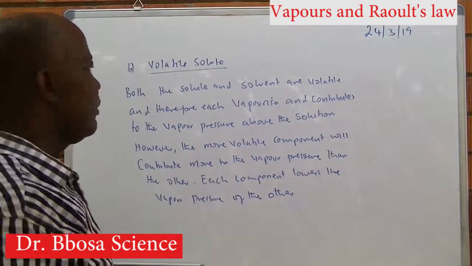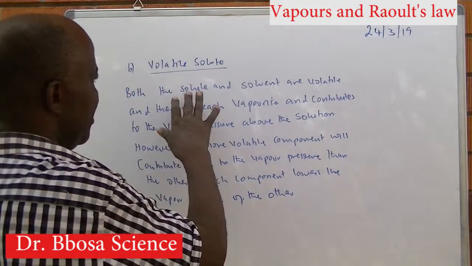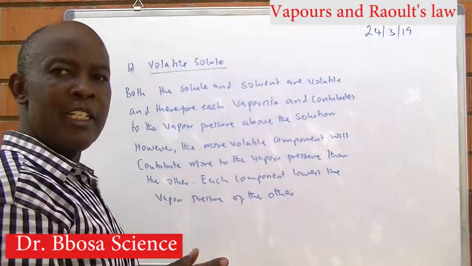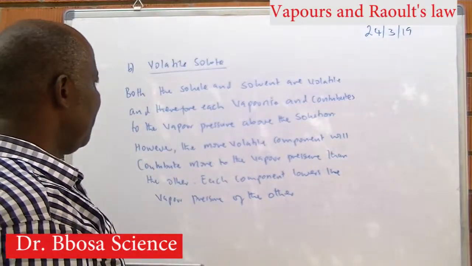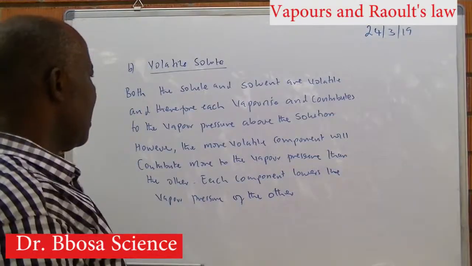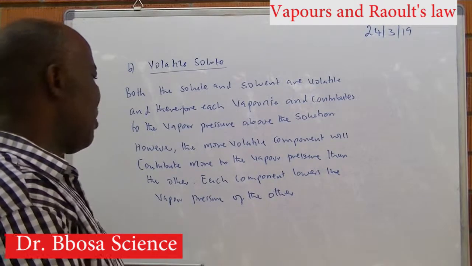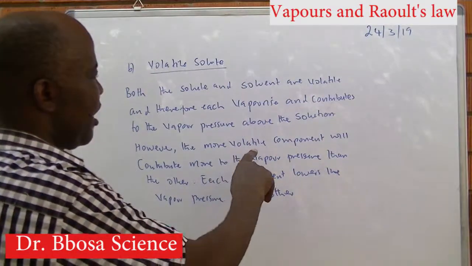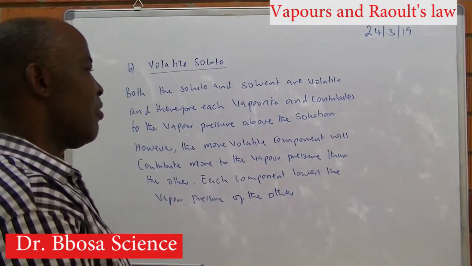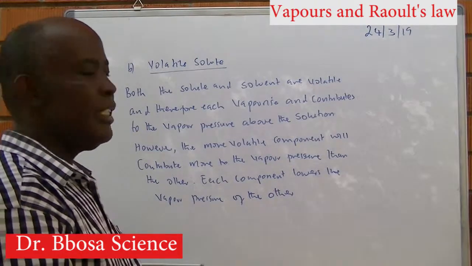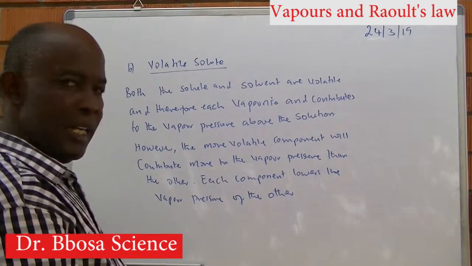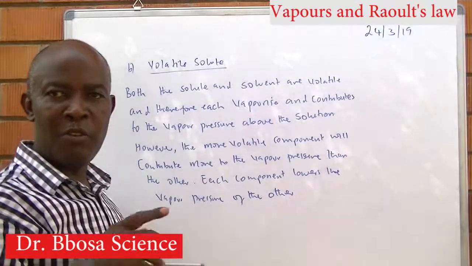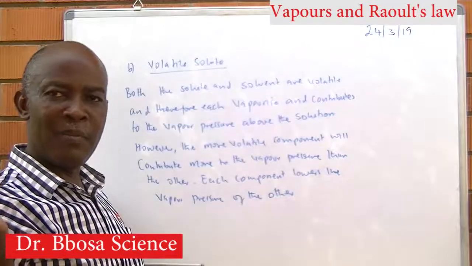B, volatile solute. Both the solute and the solvent are volatile, i.e. they can easily change into vapor. And therefore each vaporizes and contributes to the vapor pressure above the solution. However, the more volatile component will contribute more to the vapor pressure than the other, and each component will definitely lower the vapor pressure of the other because they are both competing to evaporate.